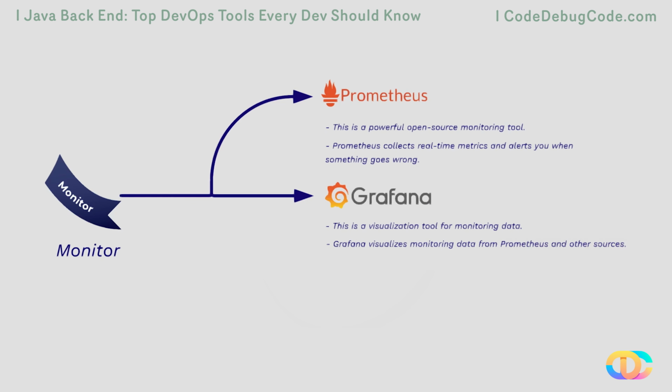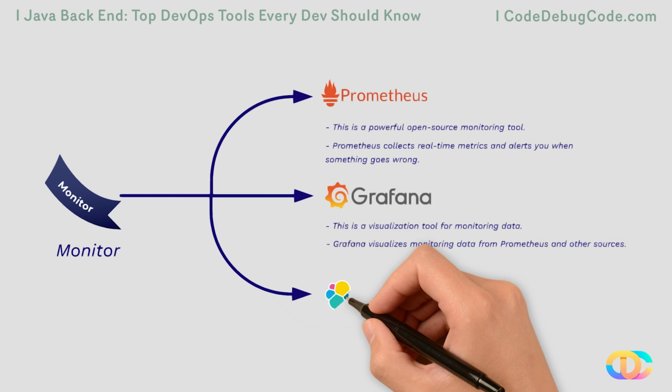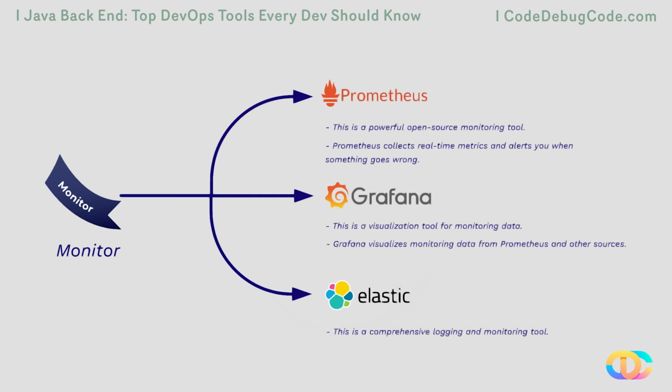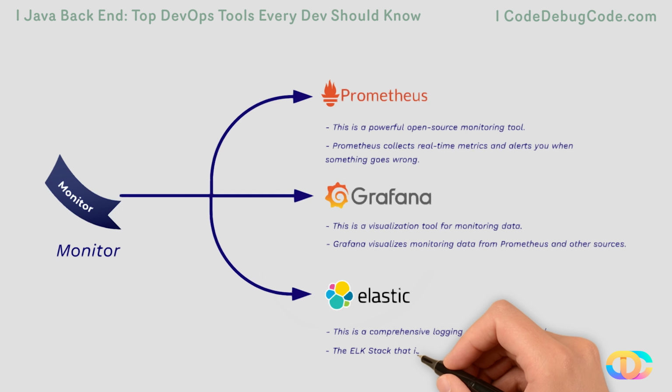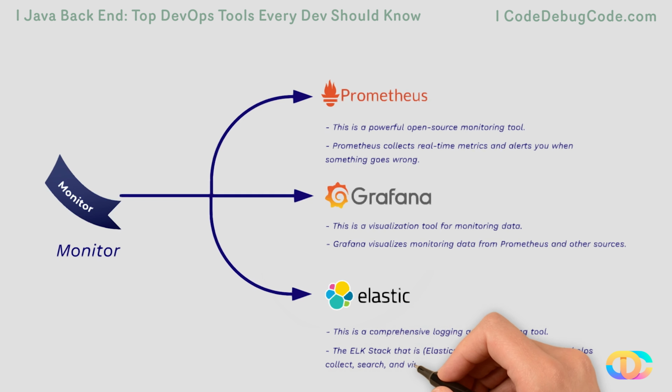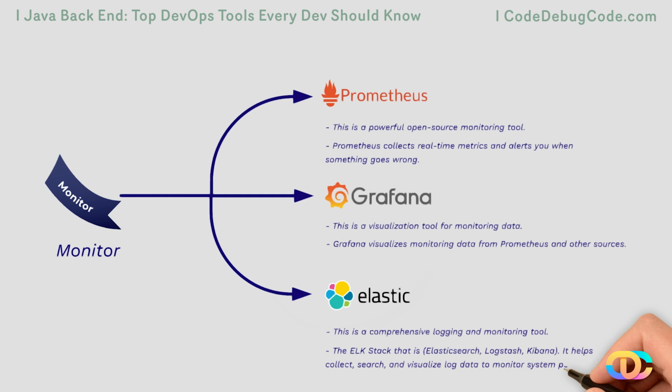Last but not least, is ELK Stack. This is a comprehensive logging and monitoring tool. The ELK Stack, that is, Elasticsearch, Logstash, Kibana. It helps collect, search, and visualize log data to monitor system performance.